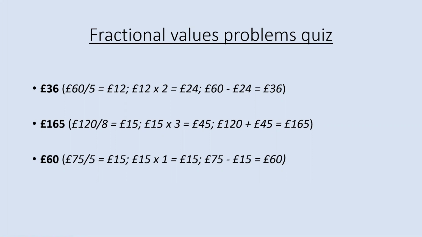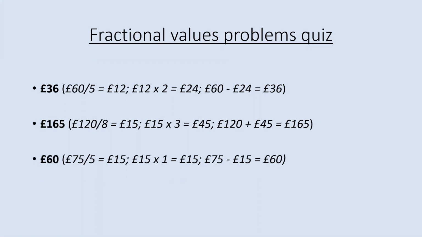Brendan took home £165 in all, based on what he went in with, £120. His winnings, the amount of money he'd taken in, had increased by 3/8 by the time he left. So 120 divided by 8 equals £15. £15 times 3 equals £45. So £120 plus £45 equals £165.